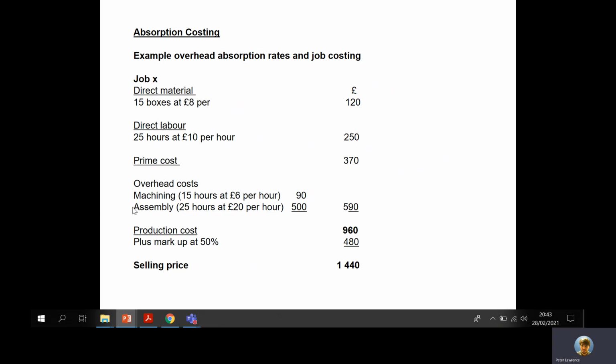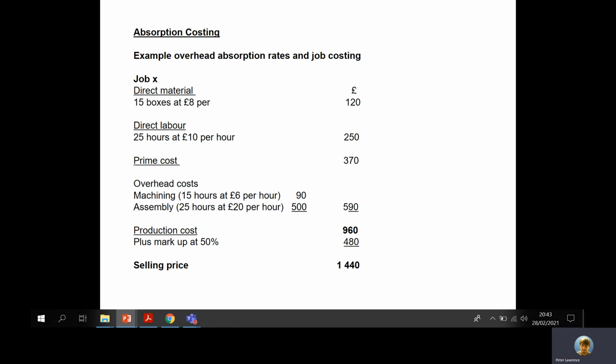In the assembly department, we're using 25 labour hours. We're paying our staff £10 per hour, but for the overheads, for the fixed costs, it's £20 per hour. So we're going to add that in as well. That'll be another £500. So we can say the 120 plus the 250 plus the 90 plus the 500 gives us £960. So that is the cost of production. If we then add 50% of that to mark up the cost, we can find out our selling price as 1,440.